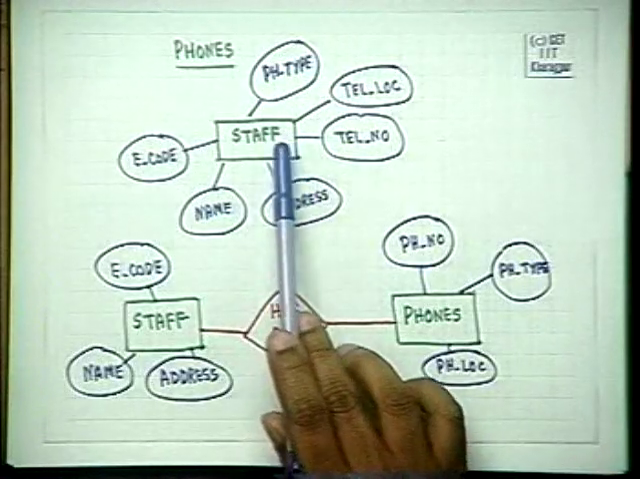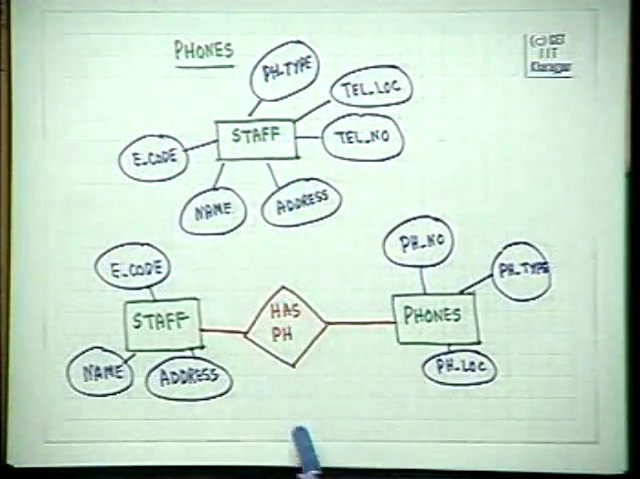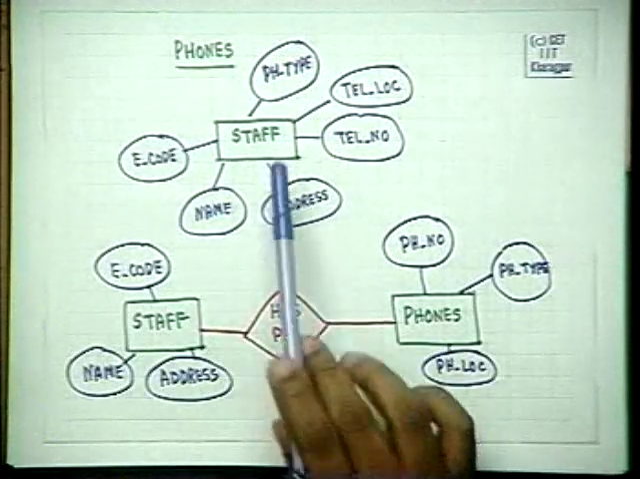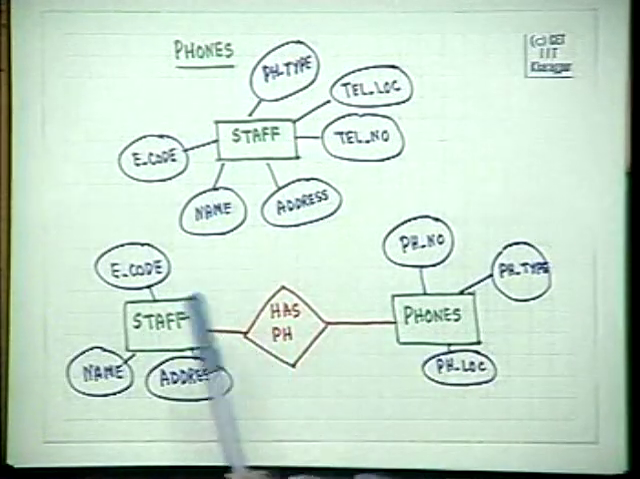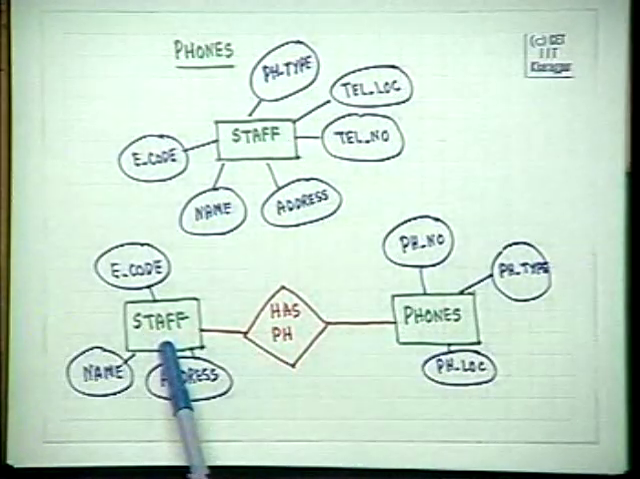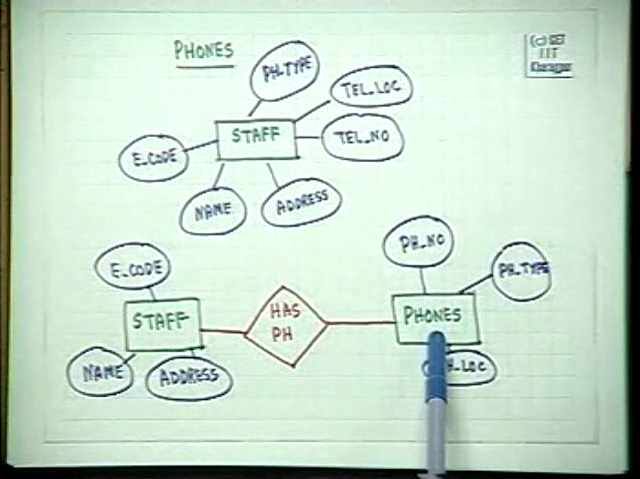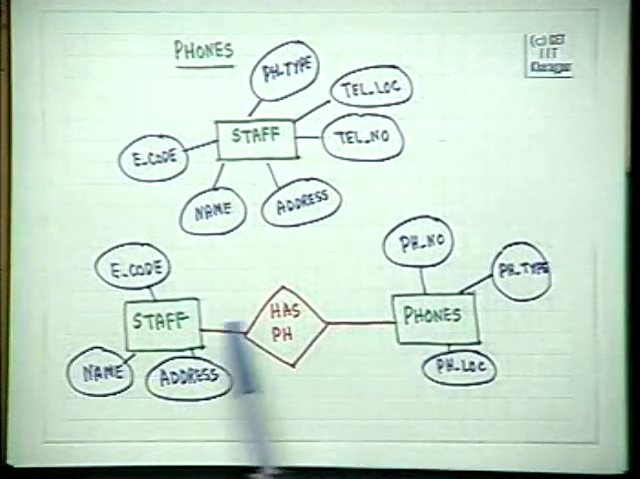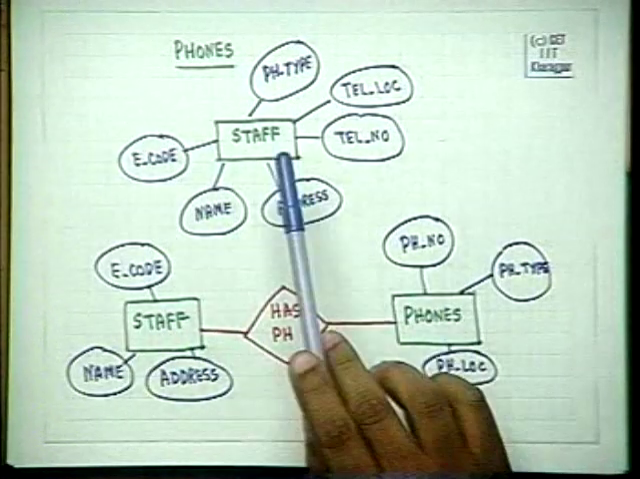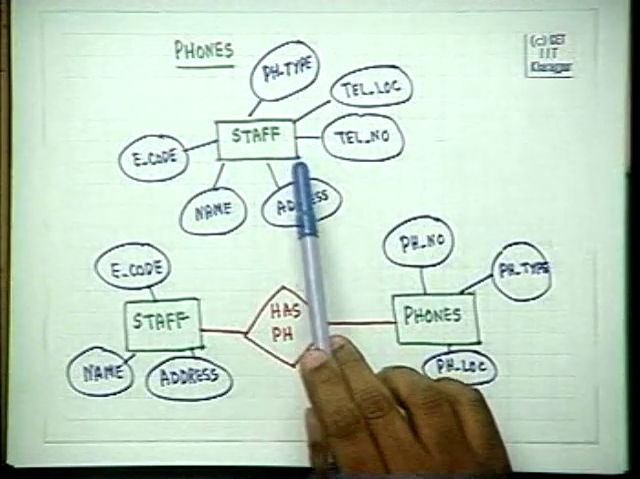So it is not this which differentiates these two. What differentiates these two is the fact that a staff member may not have a phone or a phone may not be allocated to any particular staff member. That is where this definition is different from this definition.